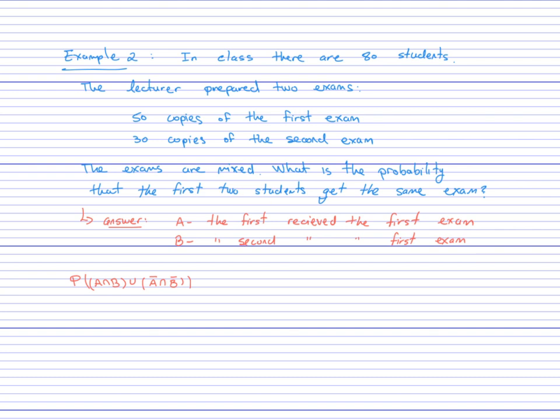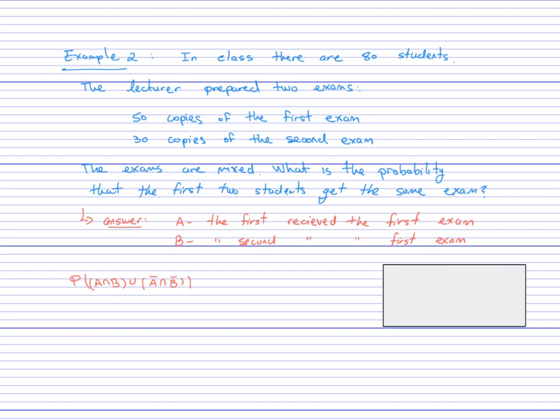Great. Now, if you draw a Venn diagram and you try to draw this event, you'll see that both events are disjoint. Let's see, that's A and that's B. So what is A intersection B? A intersection B, that's exactly the middle part. Now, what is not A and not B?